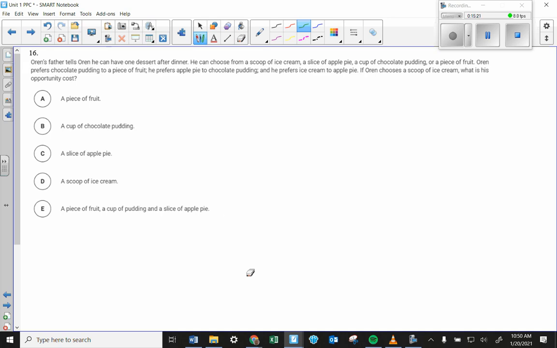All right, so this one here is interesting. They give you a lot of data here, and basically what you're looking at is that Owen prefers ice cream to apple pie, and he chooses a scoop of ice cream. If he chooses ice cream, what's his opportunity cost? Apple pie. They just give you a bunch of words to read. The bottom line is, if he chooses ice cream, what's he giving up? What's his next best alternative? And that's apple pie.